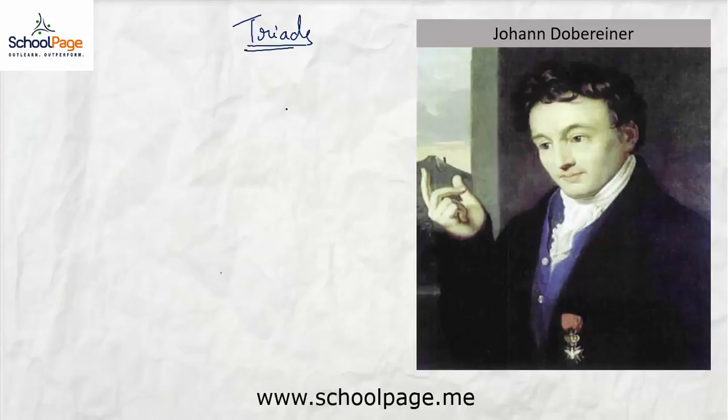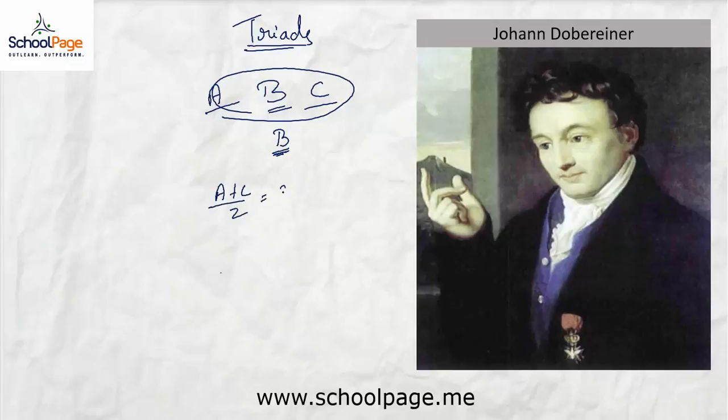The triad always had three elements, A, B, C, for example. So according to the law of triads, the atomic weight of the middle element in the group of triad is nearly the same as the average atomic weight of the other two elements. The atomic weight of the middle element B will always be the average atomic mass of A and C. It is A plus C divided by 2, which gives you the value X, and this will be the same as the atomic weight of B. This is what the law of triads stated.